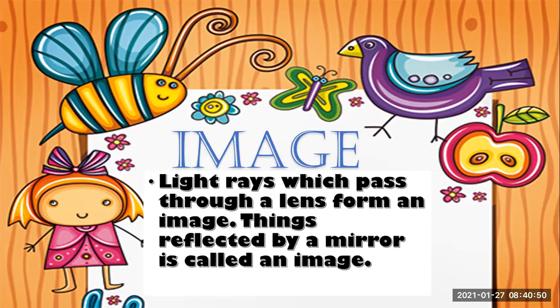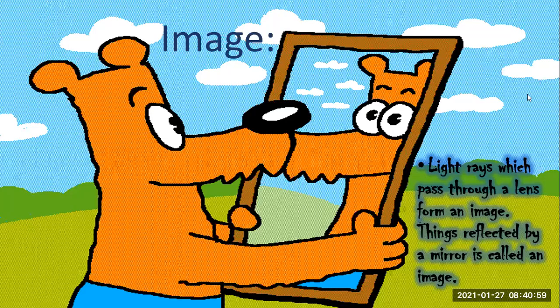How is it happening? Because light rays pass through a lens and this lens is present in our eye. So light rays which pass through a lens form an image. Things reflected by a mirror are called an image. Okay?